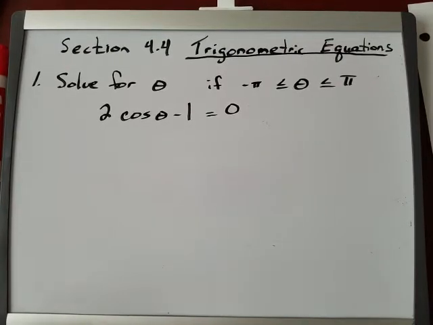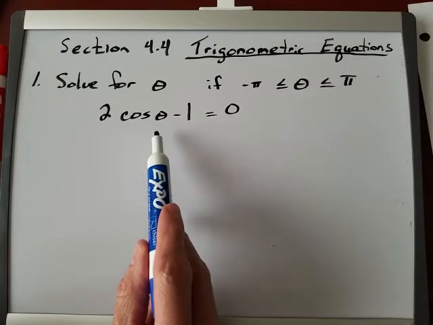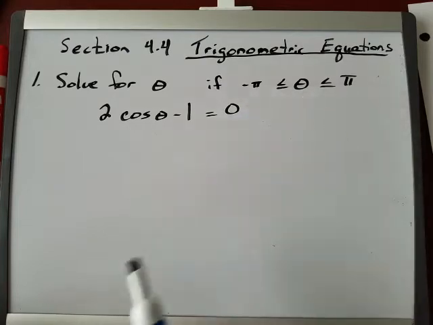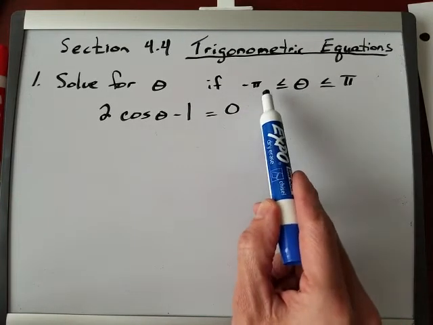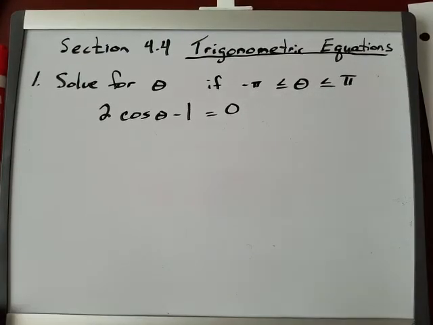So your very first equation to solve, again, is called a trigonometric equation. You're trying to find what angles would make this work, given the limitation that the angle must be between negative pi and positive pi, so negative 180 degrees and positive 180 degrees.